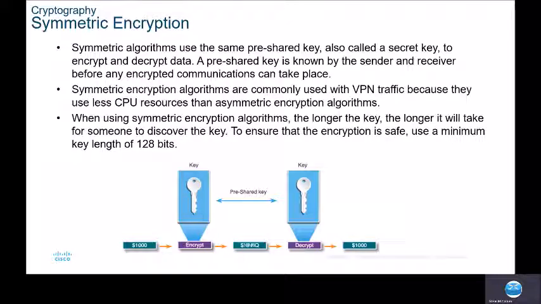Symmetric encryption algorithms are commonly used with VPN traffic because they use less CPU resources than asymmetric. When using symmetric encryption algorithms, the longer the key, the longer it will take for someone to discover the key. To ensure that the encryption is safe, a minimum key length of 128 bits should be used.